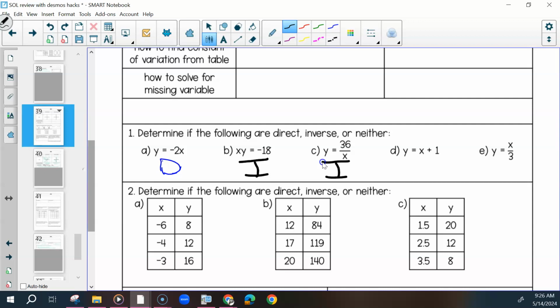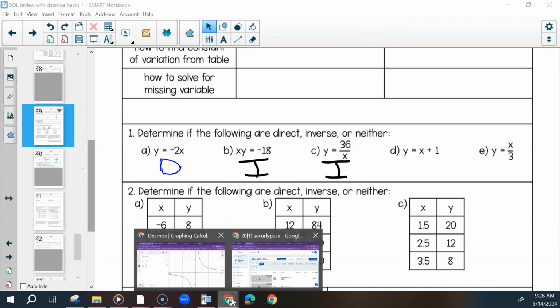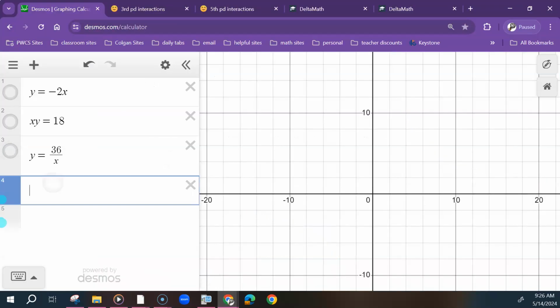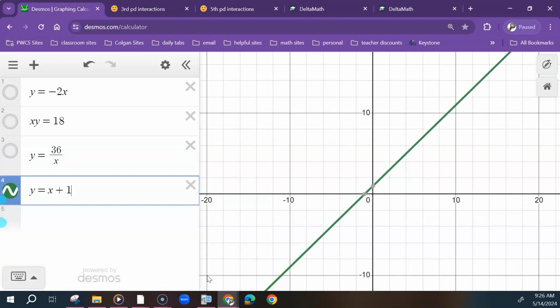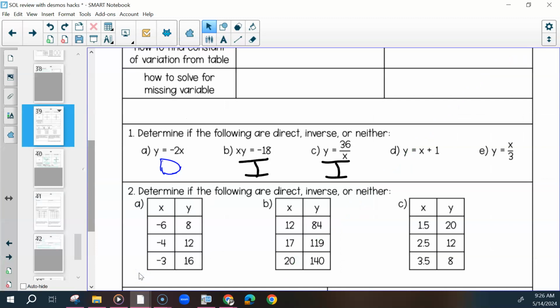Be careful with things like D. It is a line, but it has a different y-intercept that is not 0. And because of that, it is neither. The direct has to be a line that goes through the origin. If it doesn't, then it's not direct.